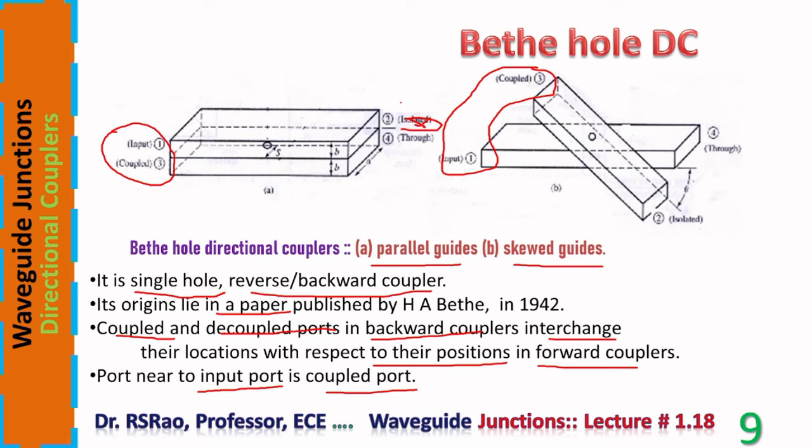It is not isolated, small correction, it is through. Against coupled port, it is not through port, it is isolated. In B, one can notice against input port, through port is there, against coupled port, isolated. In both the cases, in both A and B, through port and isolated port are near to each other.